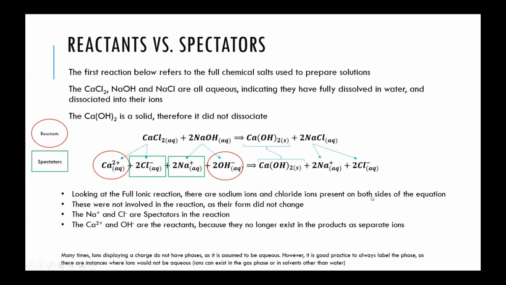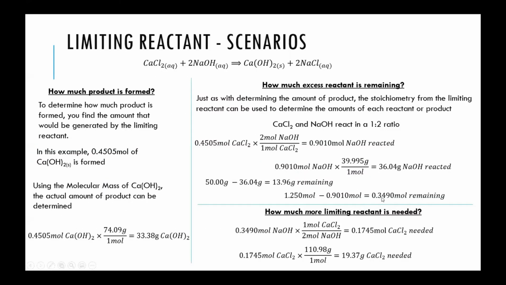So this excess reactant, you have 0.3490 moles of excess sodium hydroxide. And for every 2 moles of sodium hydroxide, it reacts with 1 mole of calcium chloride. So now, again, to make sure that this sodium hydroxide is canceled out, you're dividing by 2. It's the same ratio, but you're going in the opposite way now. So you're dividing by 2 instead of multiplying. So it will take half as much calcium chloride to react with this.